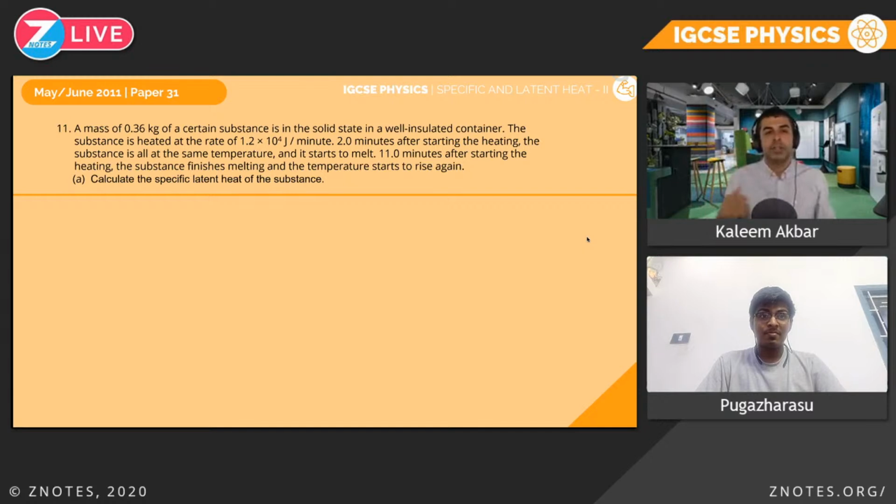So how do we calculate the specific latent heat of the substance? See, they haven't even told you what it is. So let's just go here. There we go. So remember, latent heat equals energy over mass. But I'm going to break this down into two little parts. Let's do energy equals power times time.